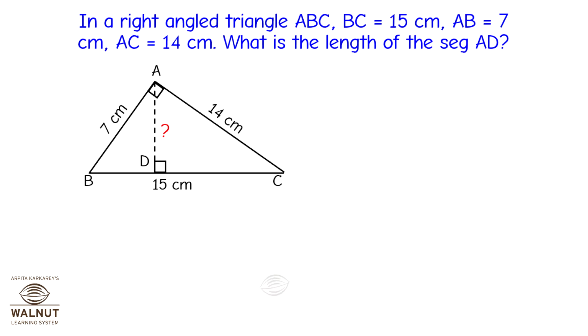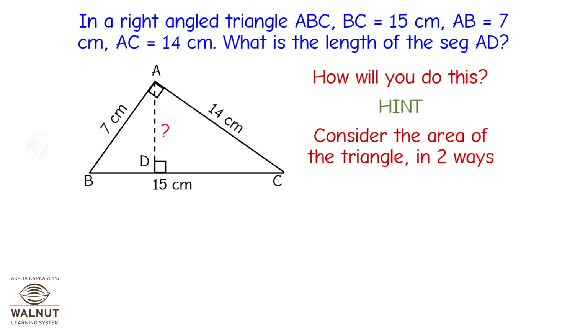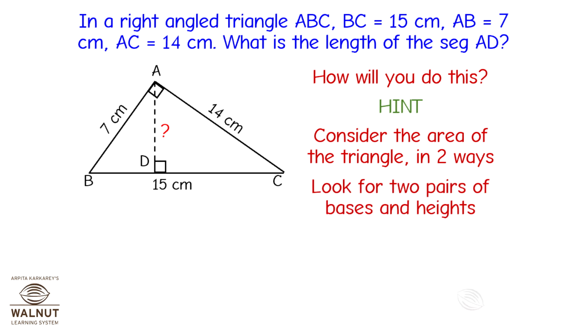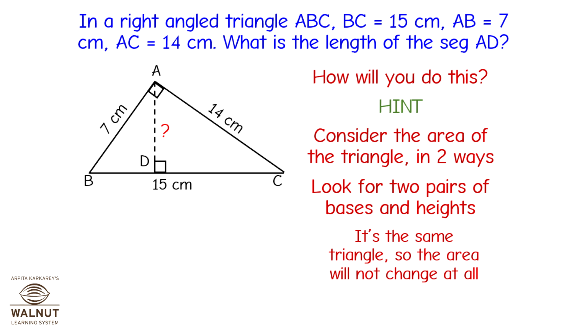In a right-angled triangle ABC, BC is equal to 15 centimeters, AB is equal to 7 centimeters and AC is equal to 14 centimeters. What is the length of the segment AD? How will you do this? I'll give you a hint. Consider the area of the triangle in two ways. Look for two pairs of bases and heights. It's the same triangle, so the area will not change at all.